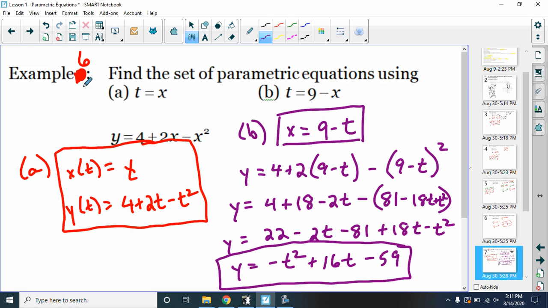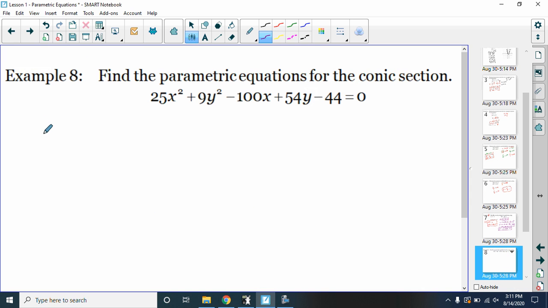One more type of problem. And again, we are looking for the parametric equations. And this time they give us a conic section in this big, long, ridiculous form. 25x squared plus 9y squared minus 100x plus 54y minus 44 equals 0.